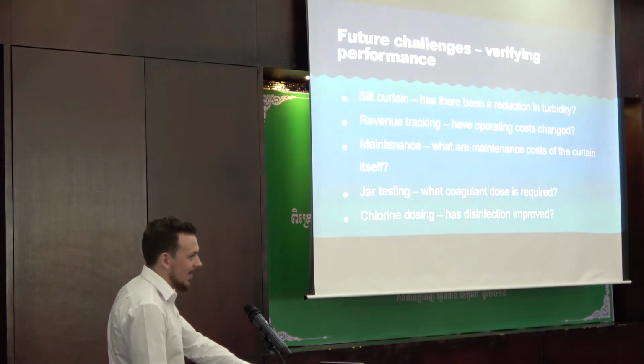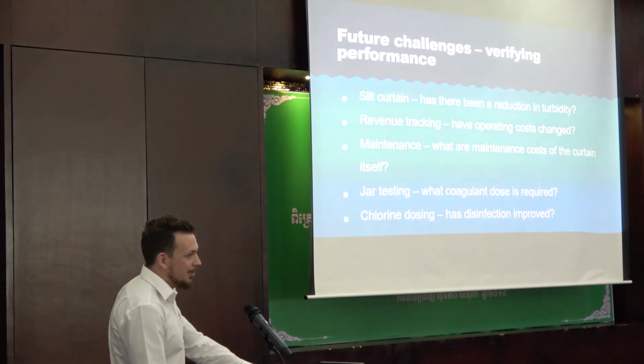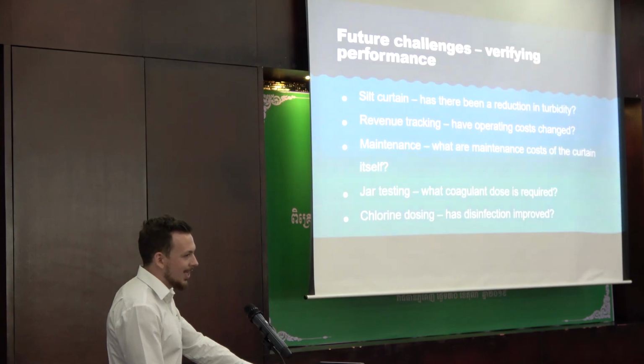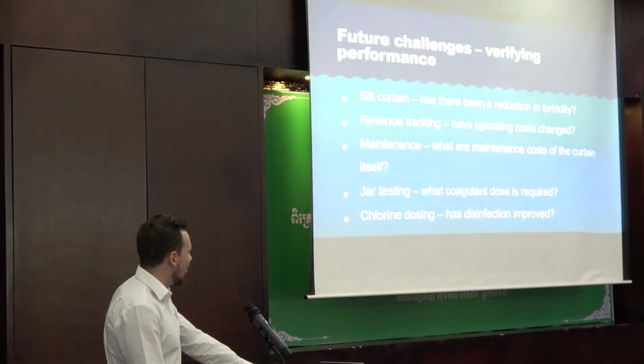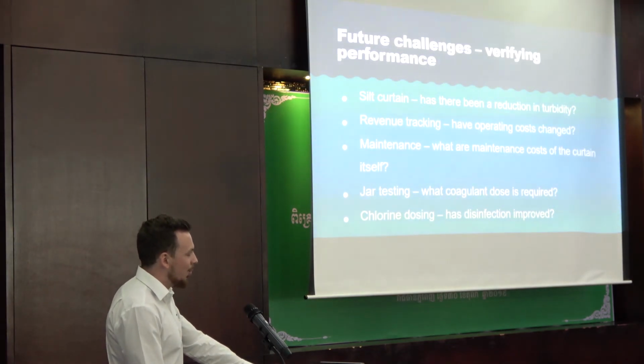Revenue tracking. Are they spending less money on maintenance? Are they spending less money on chemical? Has maintenance cost decreased? Are things breaking less frequently? Jar testing. Do you still need to be using the same amount of coagulant as before? And chlorine dosing. Typically you'd expect to see improved chlorine residual in your network if the organic load in the raw water has been reduced.